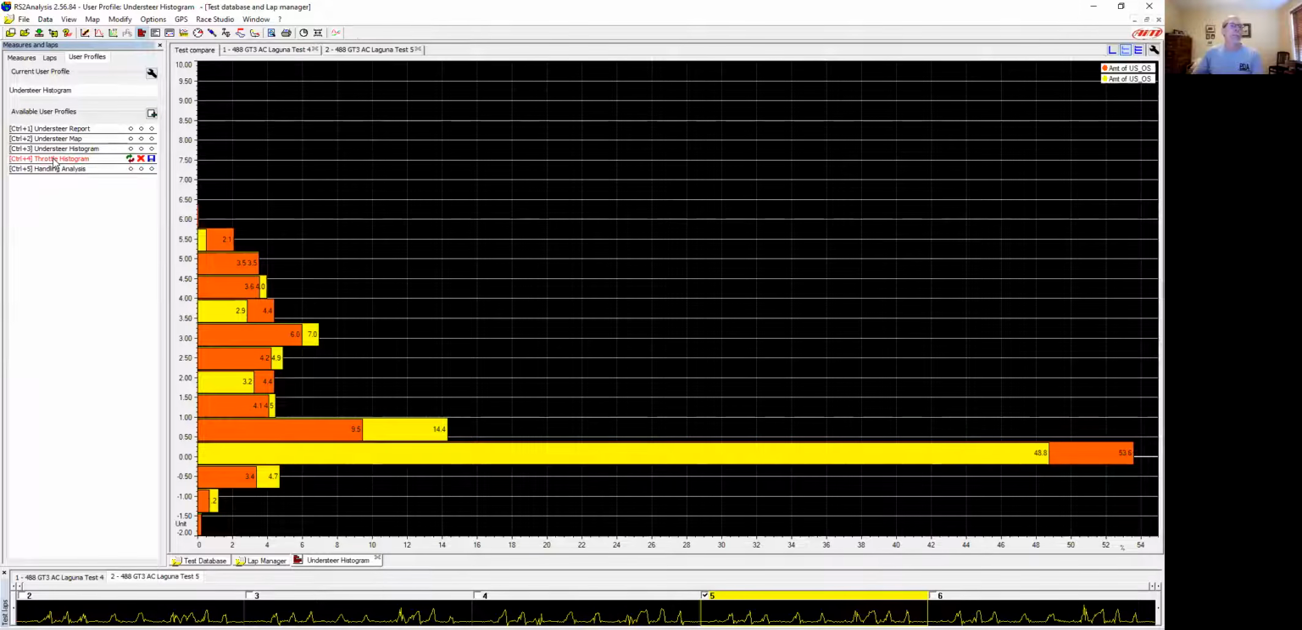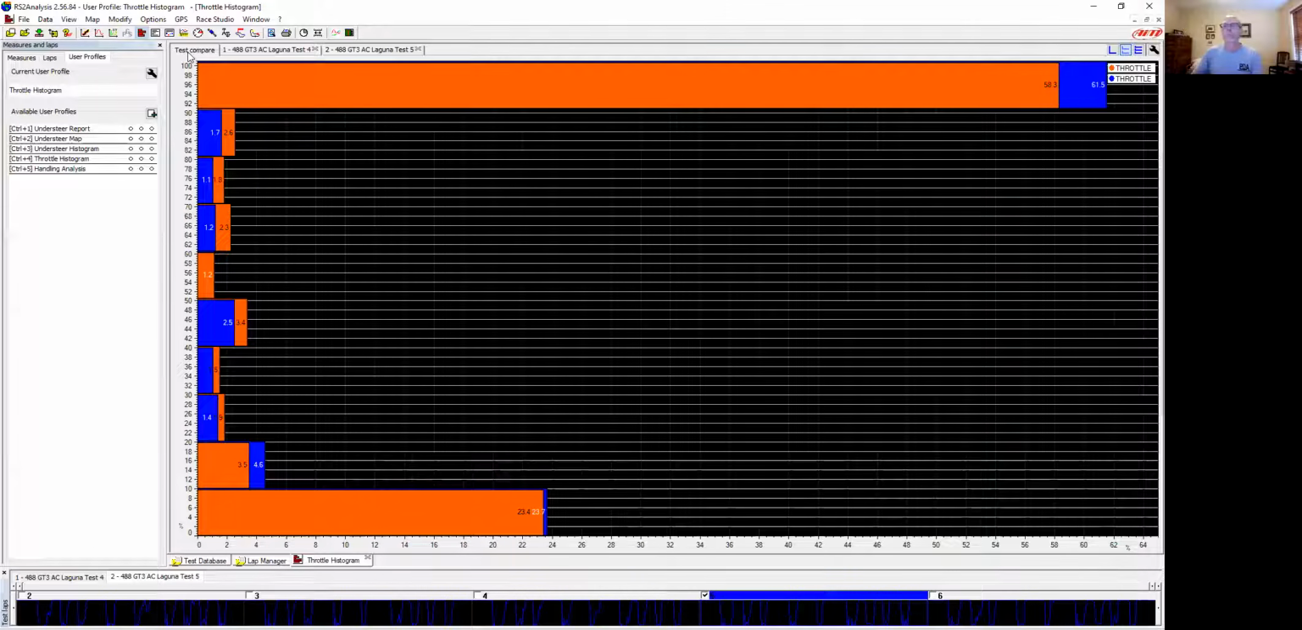Throttle histogram. All right, so now I'm back up to 61.5. So I've built more confidence in myself to get to full throttle sooner. And so that's brought me up to 61.5% over the lap, so that's good. I'm off throttle about the same amount. Not as much here, but that's okay, because if I can be at full throttle longer, then that's what counts.